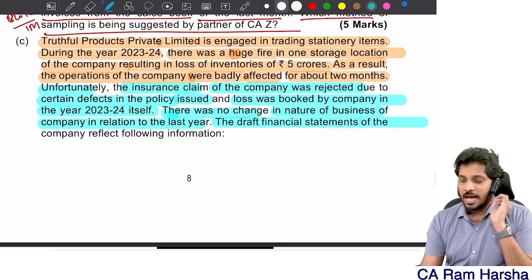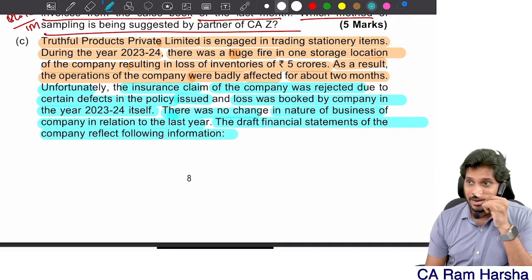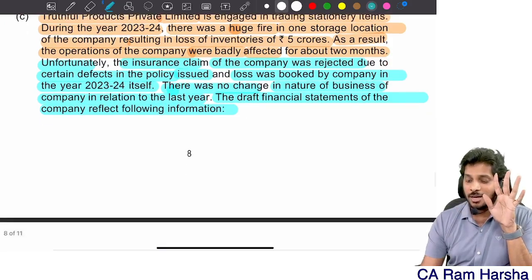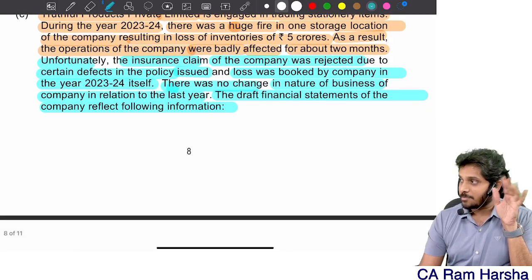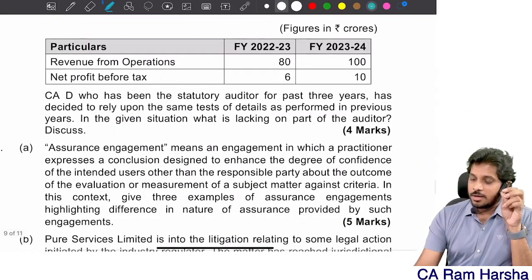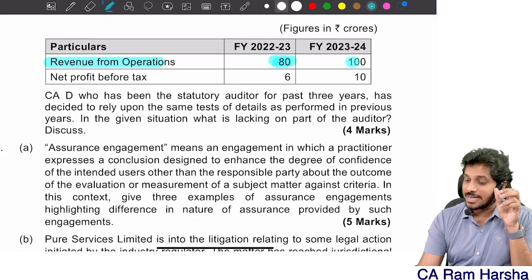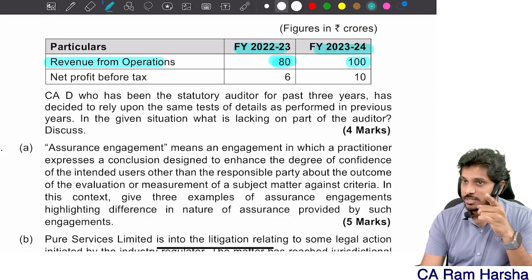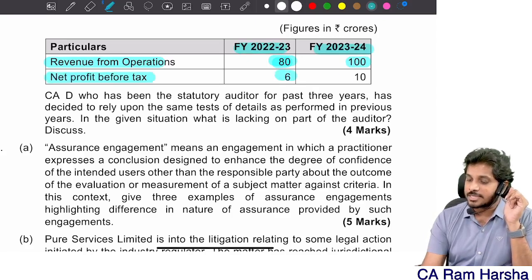The draft financial statements of the company reflected the following information. No change in the nature of business. Business is same. Okay. Revenue from operations: last year it was 80 crore, current year it was 100. This is last year, this is current year. Net profit before tax 6 and 10.